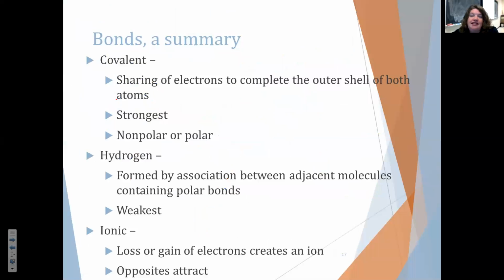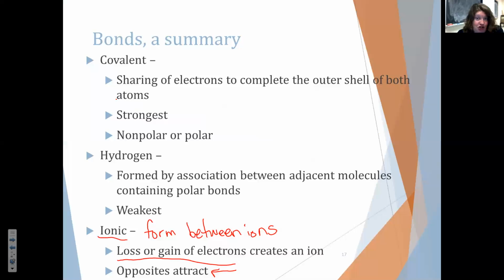So here's a slide that gives you a summary of the three types of bonds that we've talked about. We started by talking about ionic bonds. Ionic bonds form between ions. So first we had to talk about how we create ions. We lose or gain an electron. And then the actual bond is formed because of this opposites attract principle.